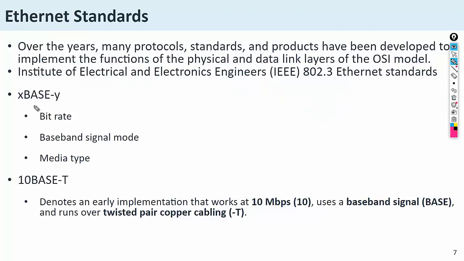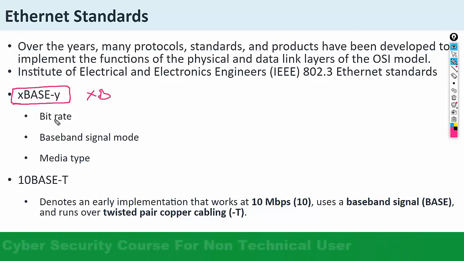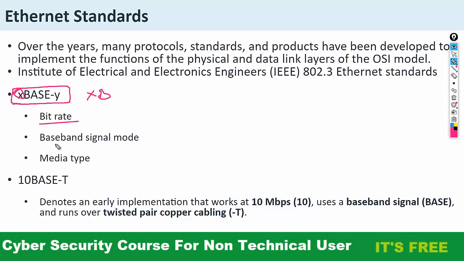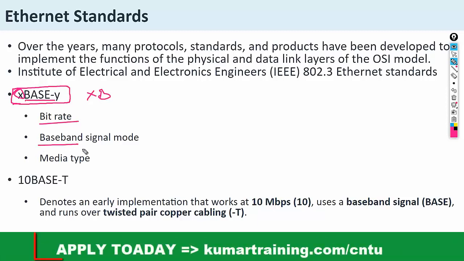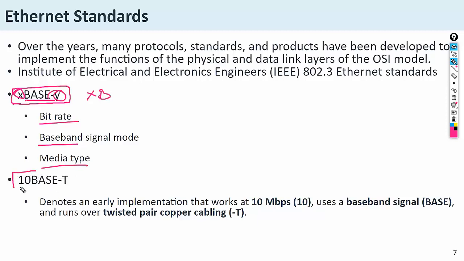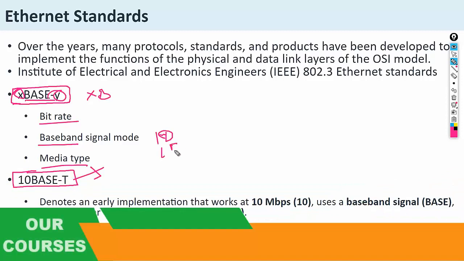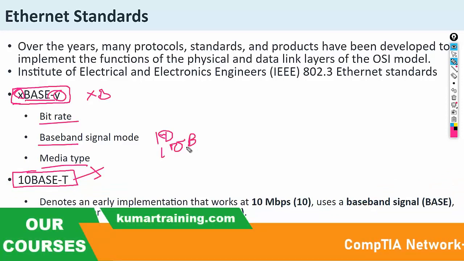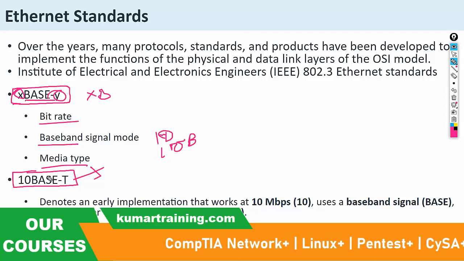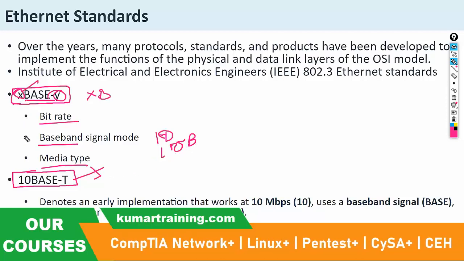There is one standard format which is defined for Ethernet. It is called X, base and Y. X generally defines the bit rate, base is the baseband or broadband signal mode, and Y is the type of media. Here is an example, 10BASE-T. You have heard somewhere 10BASE, 100BASE, or 1000BASE, right? So actually this is the format to define the standard.